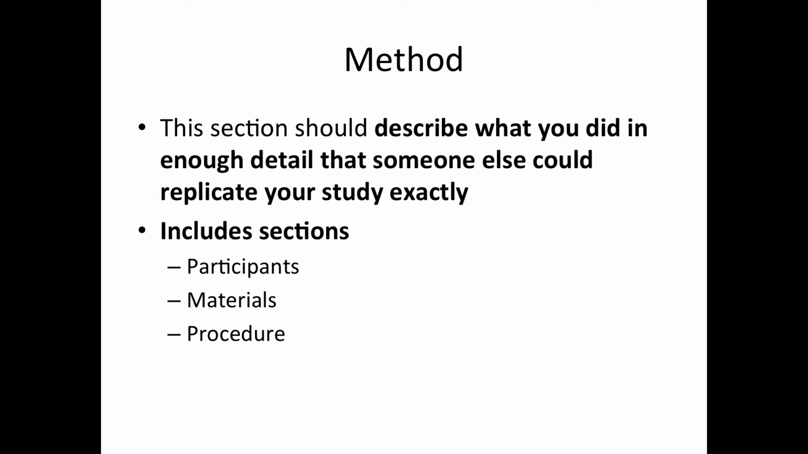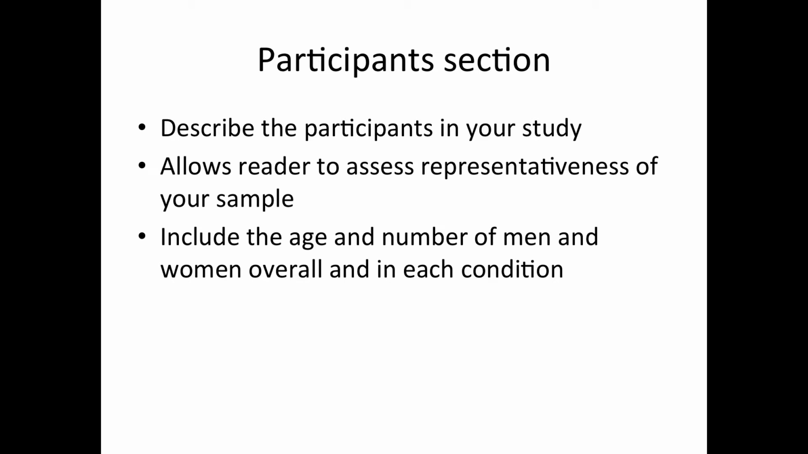This is, again, all pretty available for you. So as I said a second ago, you're going to describe the participants in your study, and this allows the reader to assess how representative your sample is. It includes the age and the number of men and women overall and in each condition. That's basically it. So it's going to depend on what kind of information you want to include.